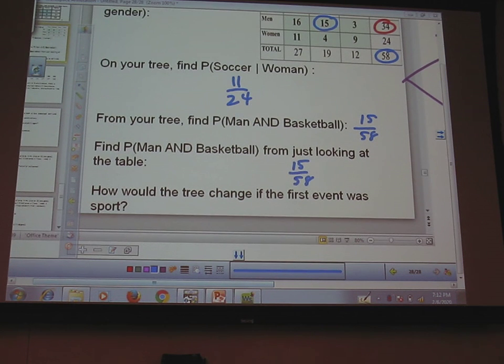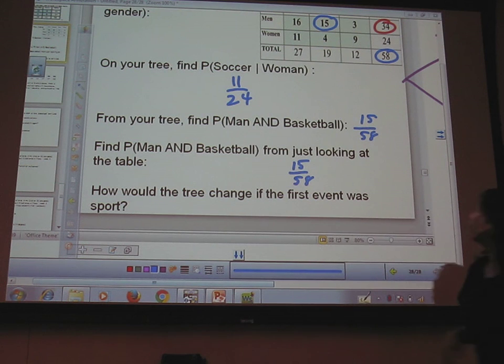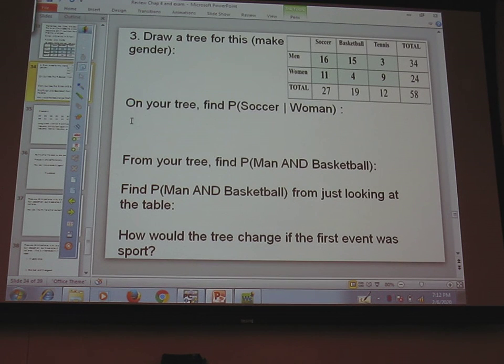How would it change if the first event was sport? Then it would be soccer, basketball, tennis, and then your second thing would be man, woman, man, woman, man, woman. But you get the same thing. The only difference is that the fractions might be different, but in the end they still cancel out. Okay. I'm going to give you guys 2 minutes to work on problem number 2.